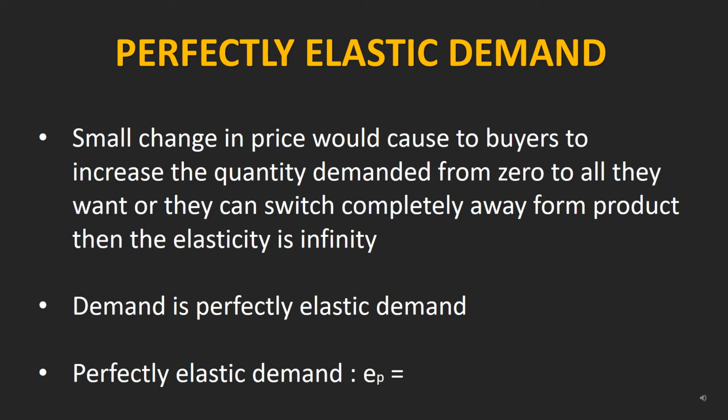Next one, perfectly elastic demand. What is perfectly elastic demand? A small change in price would cause buyers to increase the quantity demanded from 0 to all they want, or they can switch completely from one product to another product. That is perfectly elastic demand. The elasticity of perfectly elastic demand is infinity. So the demand curve is a horizontal line.